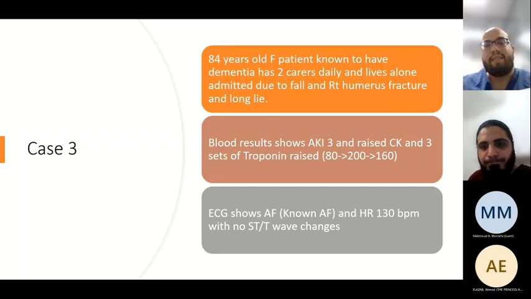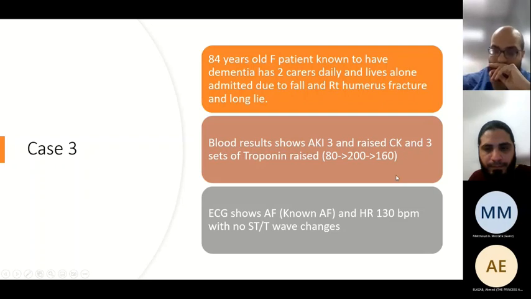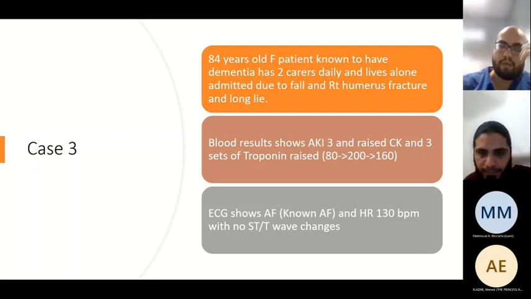This is basically what will happen if you give the ACS treatment in a not indicated case. So that's an 84-year-old female patient known to have dementia, has 2 carers daily, lives alone, and was admitted due to a fall, a right humerus fracture and a long lie. She was found to have an AKI stage 3 and a raised CK. She had 3 sets of troponin done: 80, 200 and 160. Her ECG shows AF, and she's already known to have AF. Her heart rate was 130 at the time, but there were no ischemic changes secondary to that heart rate or secondary to the situation in general.